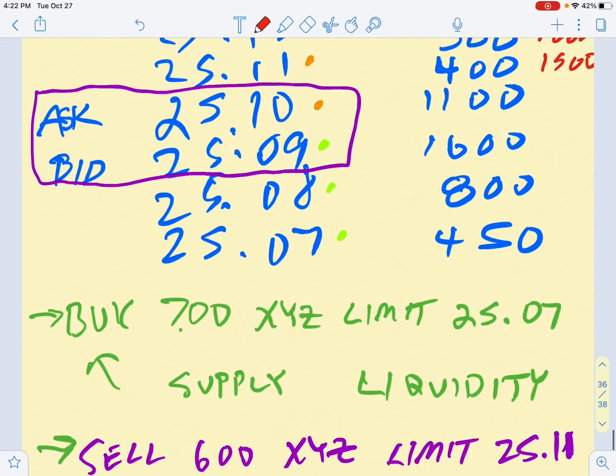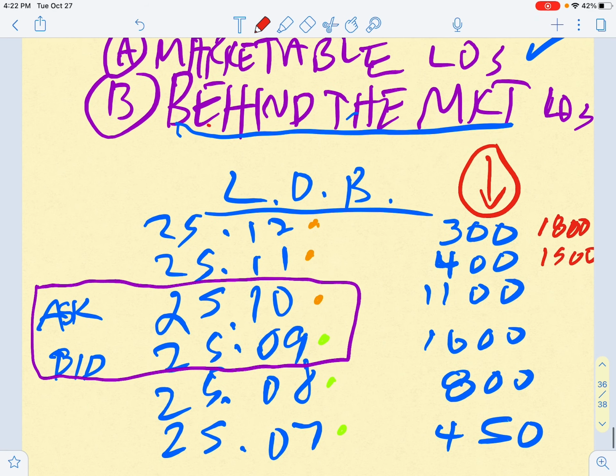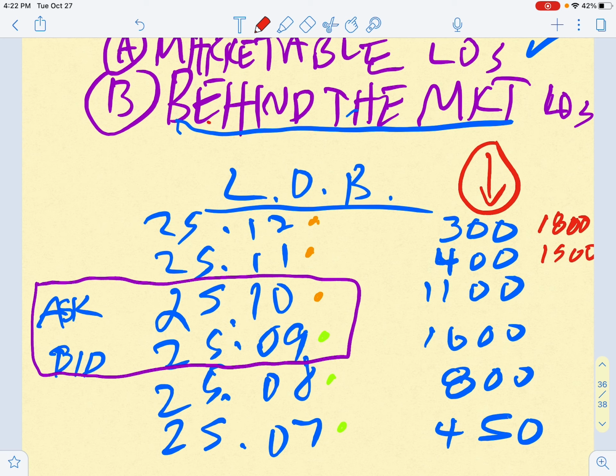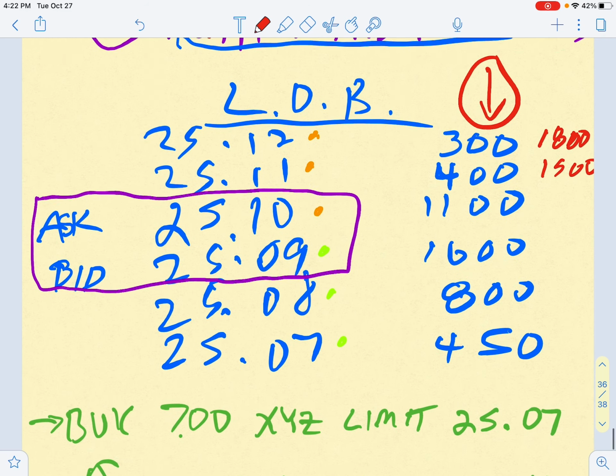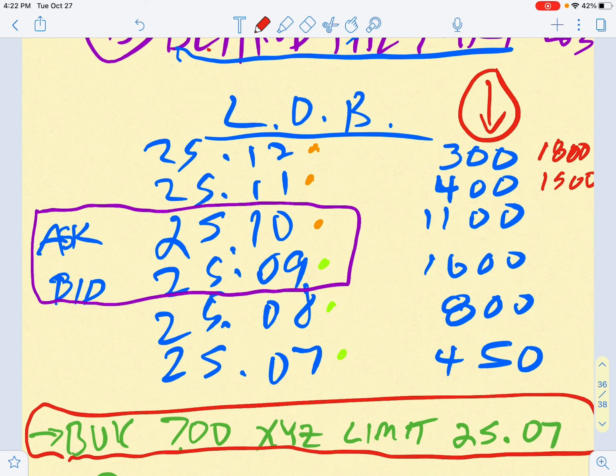Behind the market limit orders are orders that when they arrive, will not execute. And since they won't execute, they will immediately add to the limit order book. So here's an example. Buy 700 XYZ at a limit price of 25.07. Well, buyers look for sellers. The lowest price any seller is willing to sell at right now is 25.10. This order is obviously not going to execute, so what happens to it?